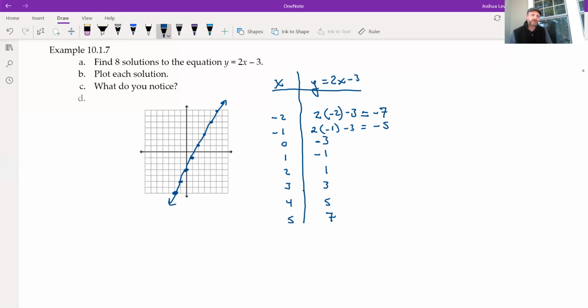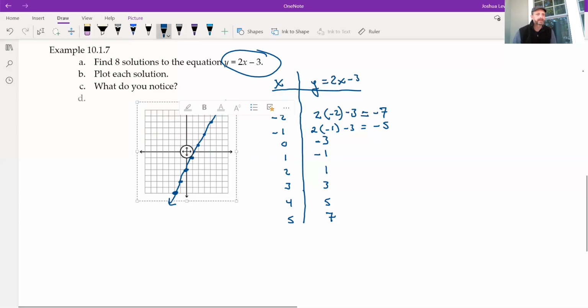So again, that's what I really want to hammer home here, is that a line is the set of all solutions to a linear equation. Every point on this line would satisfy the equation y equals 2x minus 3. Okay? In fact, that's one of the ways you know you've done it correctly. If one of these points had been out here somewhere, then I would say, uh-oh, those are supposed to fit on a line, so I better double check that point, okay? All right.